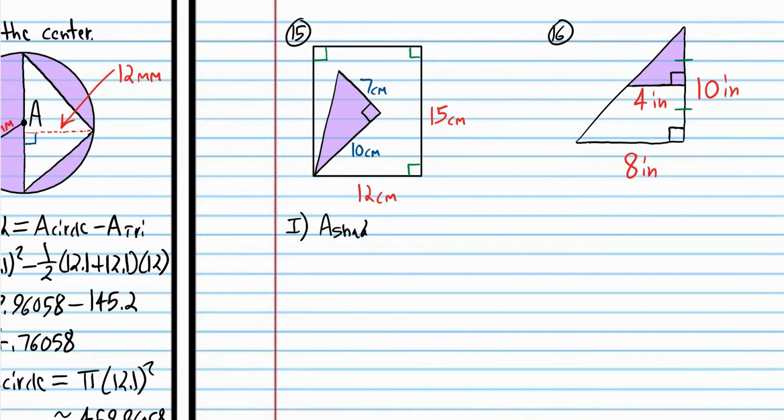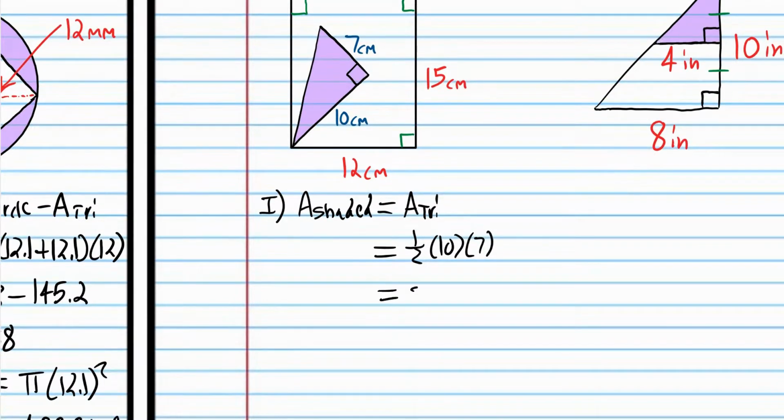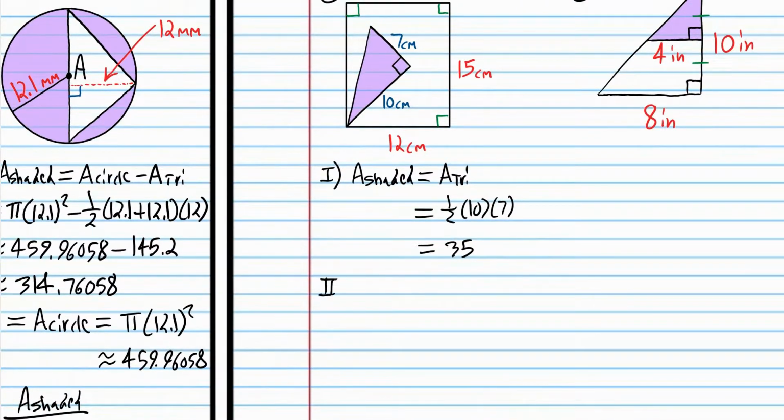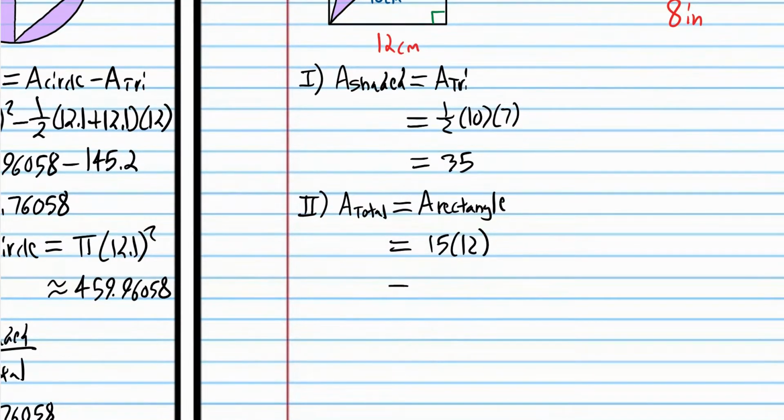The area of the shaded region is equal to the area of the triangle, which is equal to 1/2 times the base, if you consider 10 to be the base, times the height. So this is a right triangle. That's why we can do that without a lot of trouble there. And that's going to be 35. Now, part 2, we're going to find the total area, which is equal to the area of the rectangle, which is equal to 15 times 12, and that would be 180. It's just a coincidence we got the same answer as before.